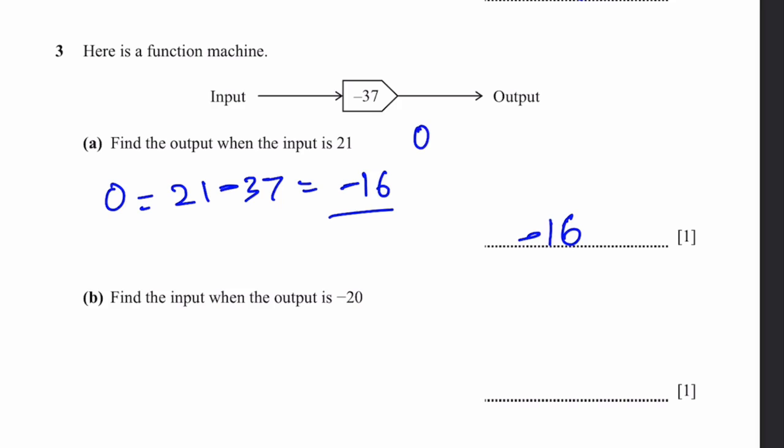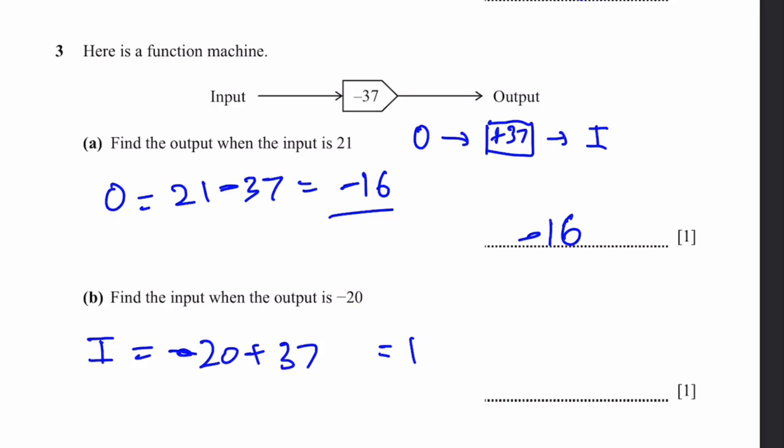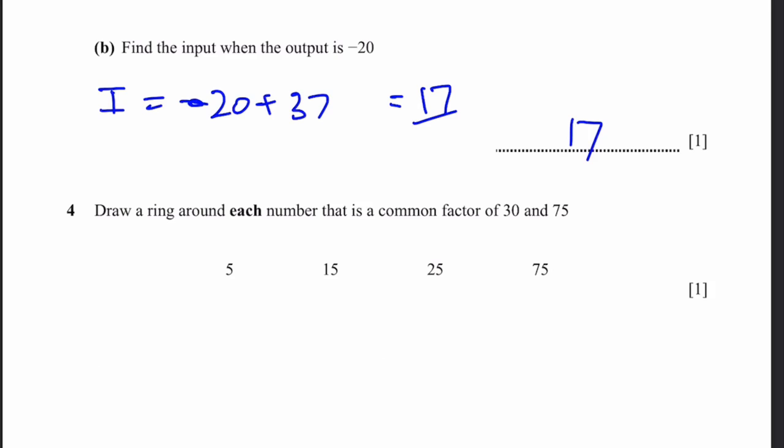So to go from output to input, we actually can do plus 37, the inverse operation. Then we get the input. So the input will be negative 20 plus 37. That'll be equal to 17. Question 4. Draw a ring around each number that's a common factor of 30 and 75.